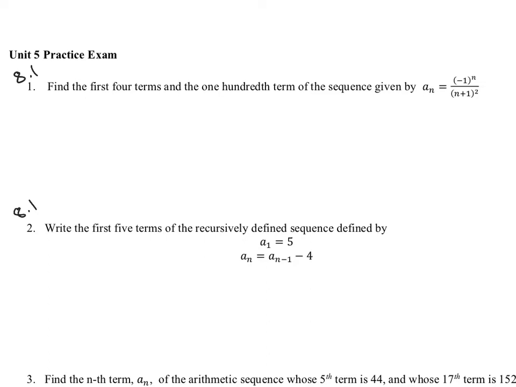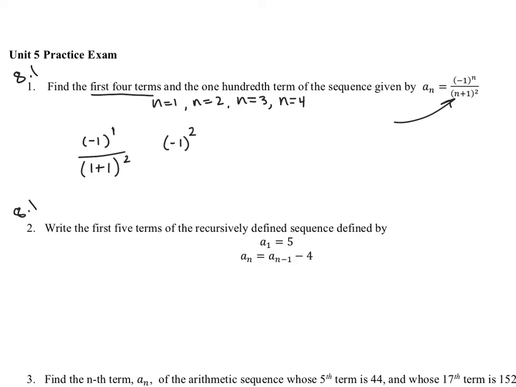So for that first one, to find the first four terms, that's where you would plug in n equals 1, n equals 2, n equals 3, and n equals 4 into that formula right there. So for the first term, you'd have -1 to the first power, because anytime you have an n, you would plug in 1 for that first term. So a -1 to the first power, and then 1 plus 1 squared. And then for the second term, you'd do n equals 2 now, so you'd have -1 squared, and then 2 plus 1 squared.